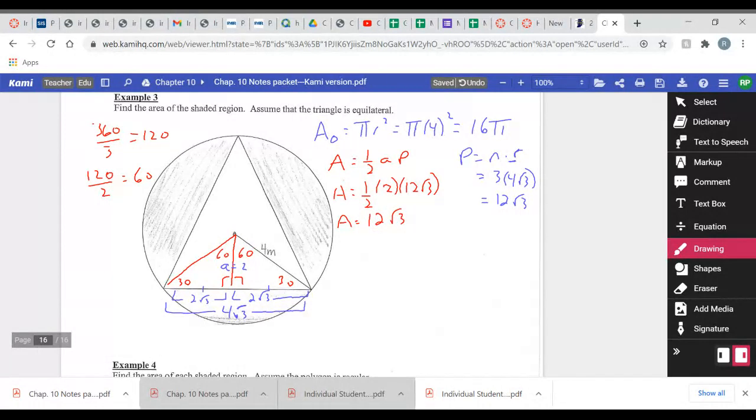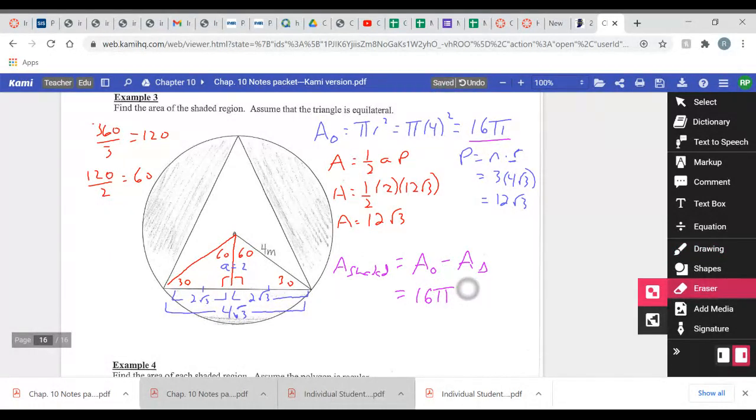And then now, again, I just need to subtract. The area of my circle is 16 pi. Let me show you in words what I'm doing. The area of the shaded region is equal to the area of the circle minus the area of the triangle. I think it helps to figure out overall what you're doing. Now I can say, the area of the circle we found up here is 16 pi. Oops, I don't want an equal sign there, I want a minus sign.